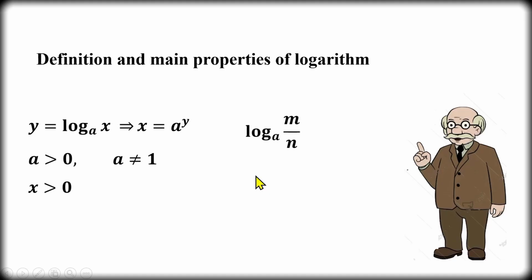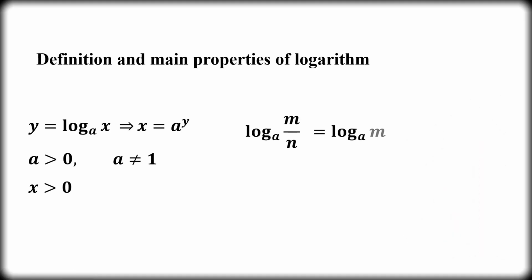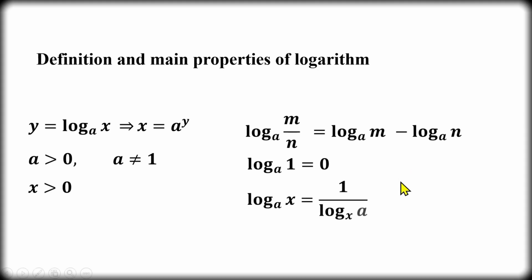Quotient property, which provides a logarithm of a fraction as a difference of logarithms. Identity property, which tells us that log a of 1 equals 0 for any possible a. And the last property is the following one. Here x becomes the base number and so cannot be equal to 1.